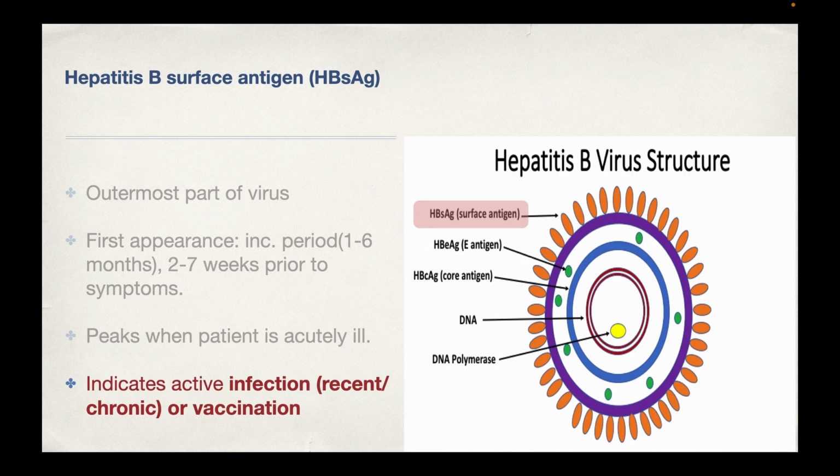And so anytime you find hepatitis B surface antigen in the blood, you may have to do further investigations to know whether it is a real infection or it is from vaccination.